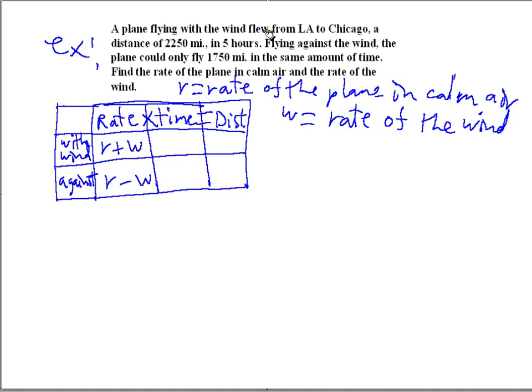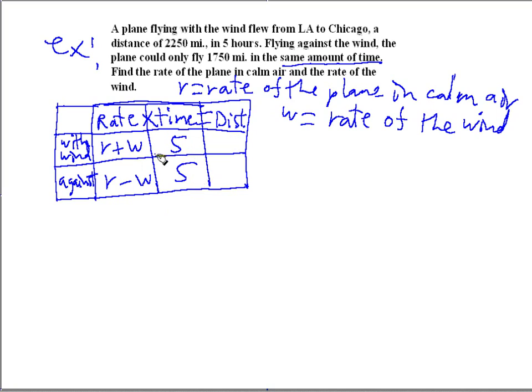Well, what do we know about that? Well, it says what? A plane flying with the wind flew from LA to Chicago, a distance of 2,250 miles in 5 hours. So with the wind, we flew 5 hours. So 5 hours with the wind, all right? Flying against the wind, the plane could only fly 1,750 miles in the same amount of time. So that's what? 5 hours also against the wind, all right? So we flew 5 hours with the wind, 5 hours against the wind.